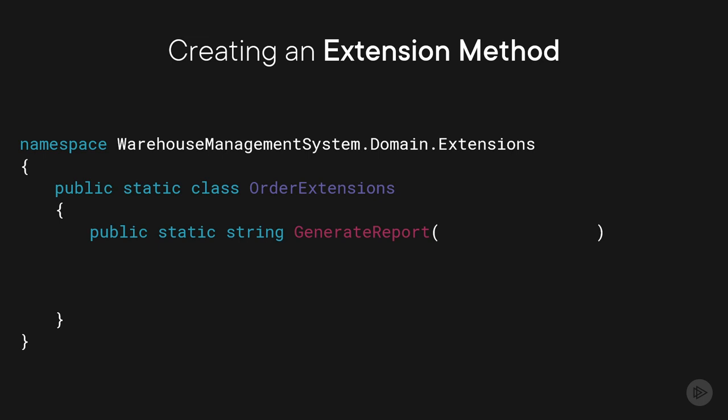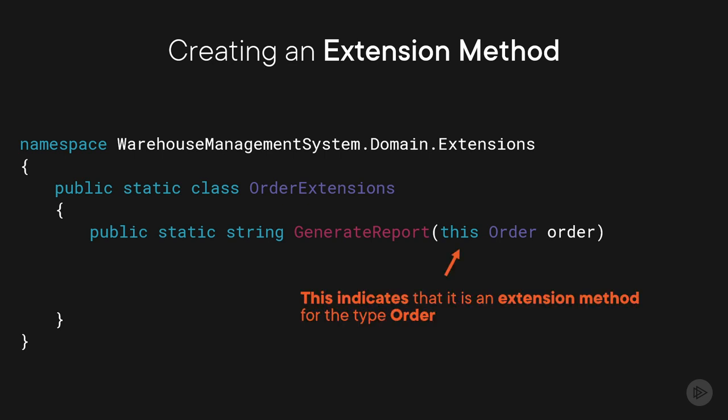The method signature for an extension method is slightly different from what you're used to. You define the return type and the name for the method just like you normally do. Where this will start to look a little bit different is when it comes to the parameters. The first parameter will be the type that you are extending with additional functionality. To define that this is an extension method for the order type, you use the keyword this, followed by order and the name for this parameter.